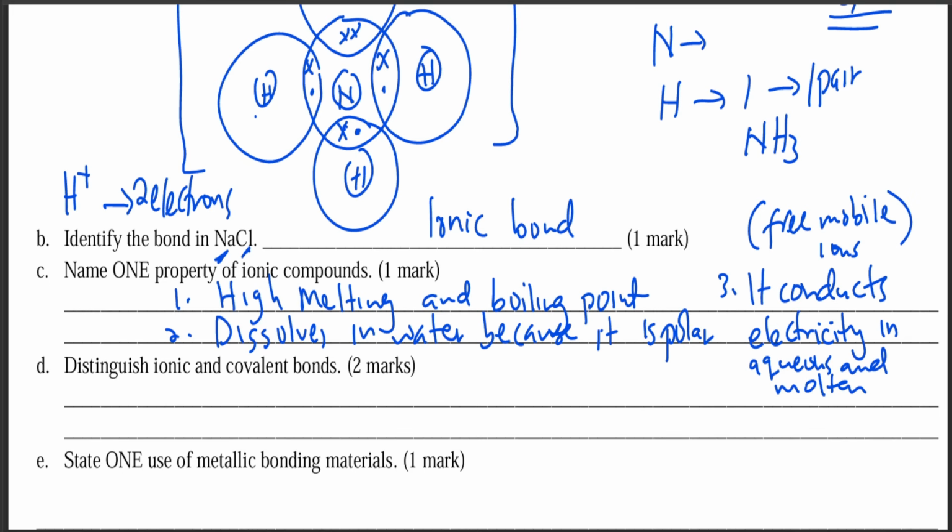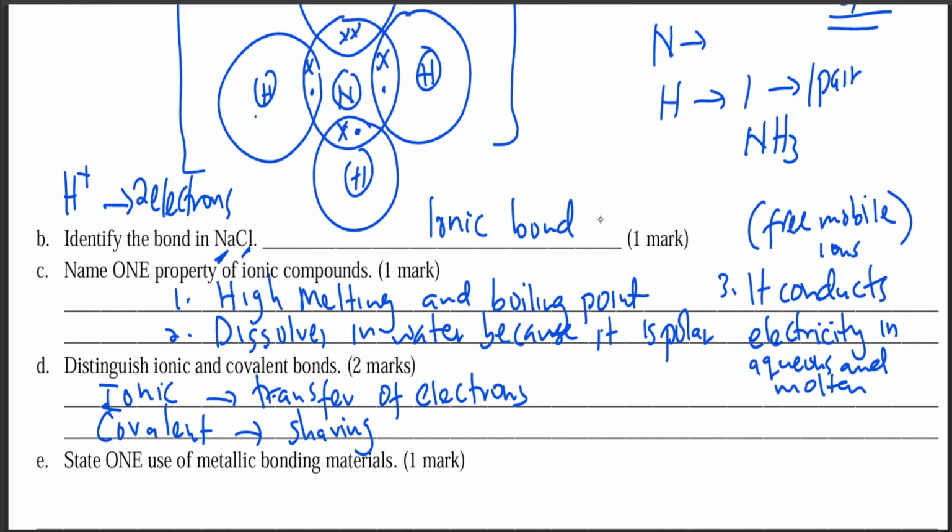Distinguish between ionic and covalent bonds. Ionic involves not sharing but transfer of electrons. One gains, so it involves one losing an electron, the other one gaining. So transfer of electrons. Covalent involves sharing of electrons.